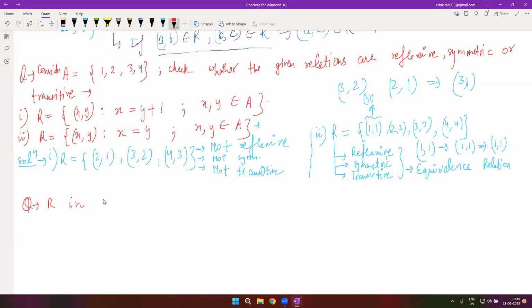So you are given R in set A. We have to form a relation R in set A. Set A consists of 6 elements: 1, 2, 3, 4, 5, 6. Right? And the relation is formed as R is a relation of the ordered pairs x, y, where x and y follow the condition that y is divisible by x.